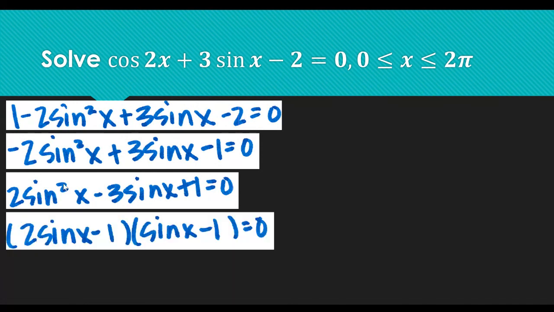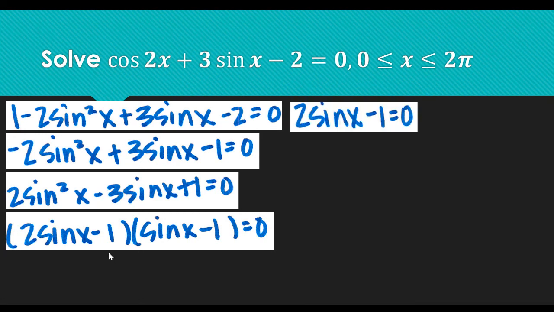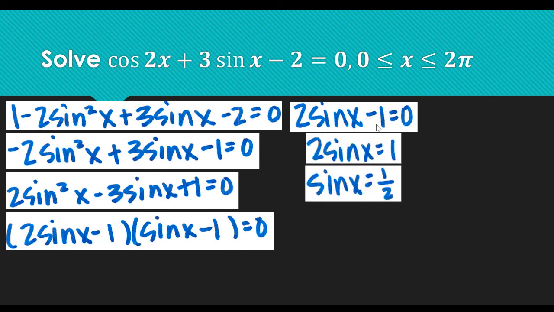The only way to get 2 sine squared is a 2 sine and a 1 sine. The only factors of 1 are either 1 and 1 or negative 1 and negative 1. But to get a negative 3, it has to be negative 1 and negative 1. Set those equal to 0. So 2 sine x minus 1 equals 0. Add 1, divide by 2.